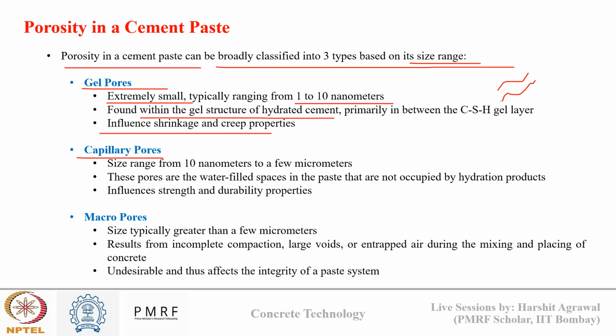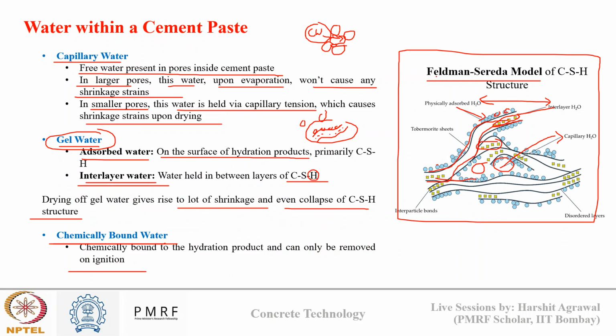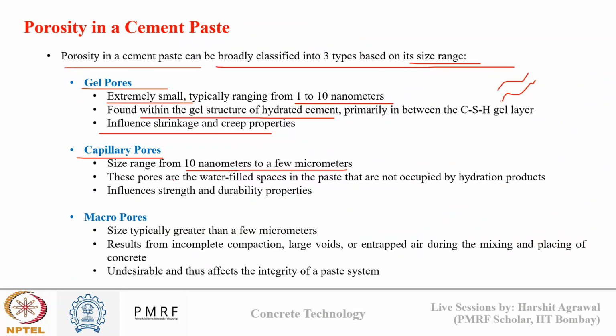Then there are capillary pores, which are in the size range of 10 nanometer to a few micrometers, and these are the water filled spaces in the paste that are not completely occupied by the hydration product. So when we talk about this Feldman-Sereda model, this area is water filled. Upon drying, when the water dries off, pores are created in this area, and those pores are known as capillary pores. So these are the spaces.